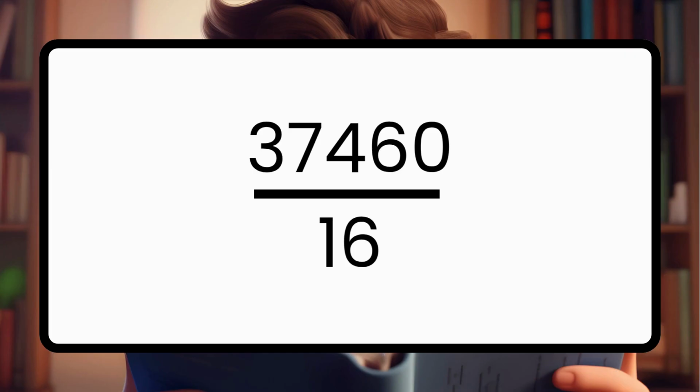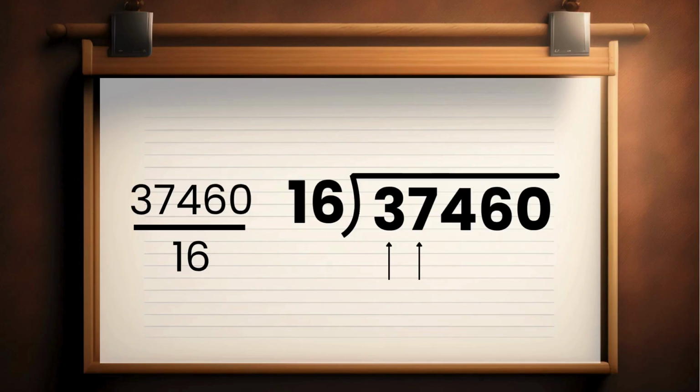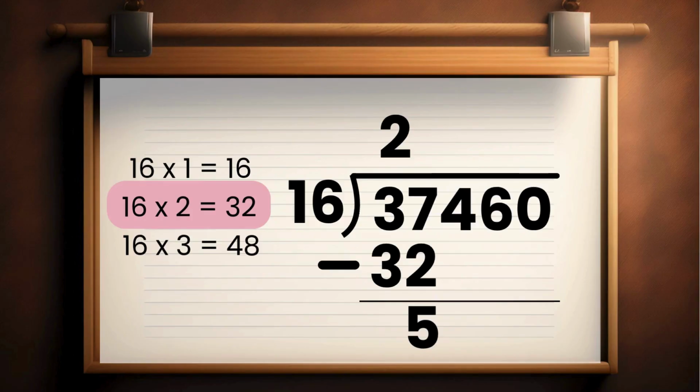Now let us try to divide a 4-digit number by a 2-digit one. 3746 by 16. We will follow the same steps in the start. This time, start by looking at the first two numbers in the dividend. Since it is greater than the divisor, we will look for a multiple of 16 which is just less than 37. 16 into 1 equals 16. 16 into 2 equals 32. 16 into 3 equals 48. So use 2 and subtract 32 from 37. We get 5. Since 5 is less than the divisor, we bring down 4.